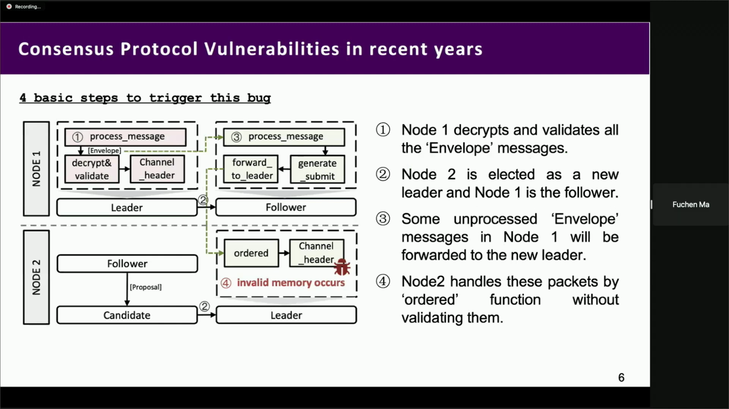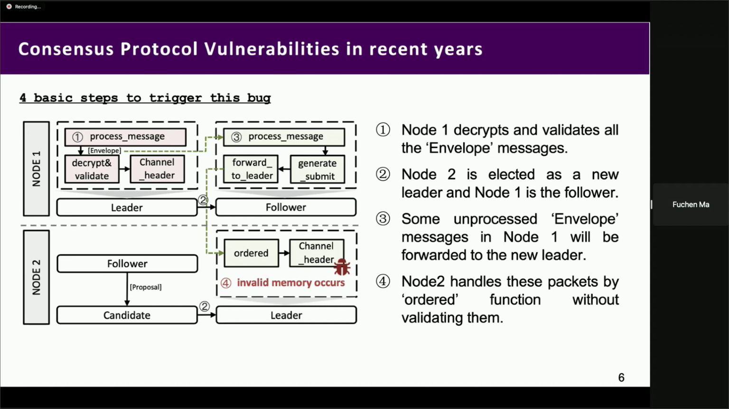But this bug cannot be triggered easily. In a normal situation, there is a leader node, which is node 1 in the example in the figure. It will first process the received messages by the function named process message. In this phase, the node decrypts and validates all the enveloped messages first and sends them to the function named channel header for further processing. In this situation, there is no bug. The bug will never occur.